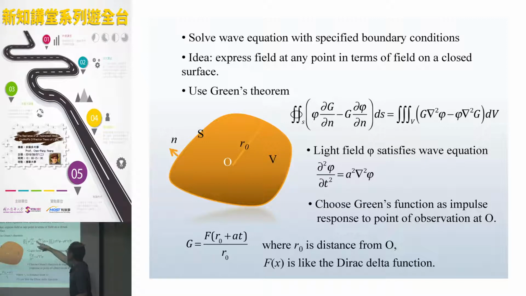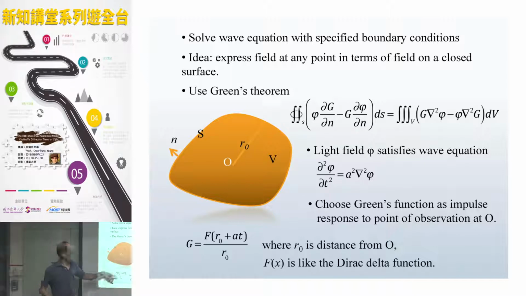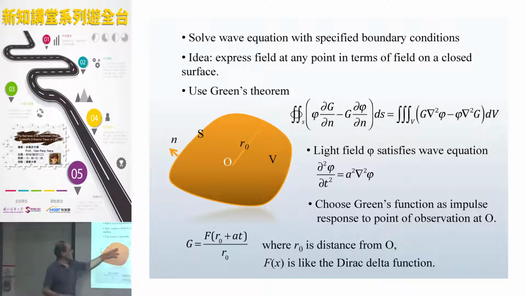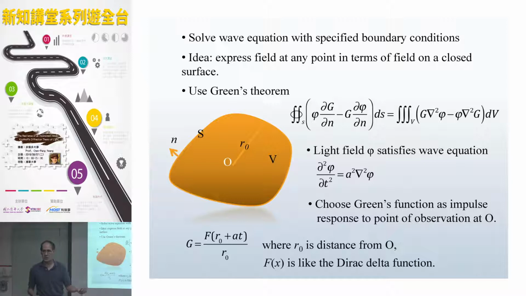The other function G is up to his choice. So he chose a Green's function in a way that could facilitate his solution of the wave equation. Specifically, the Green's function that Kirchhoff chose was like this: R0 over this function f. R0 is the distance from the point of observation to the point of contribution, and f is like the Dirac delta function, which is 0 when its argument is non-zero, but when its argument is 0, it is an infinite peak.